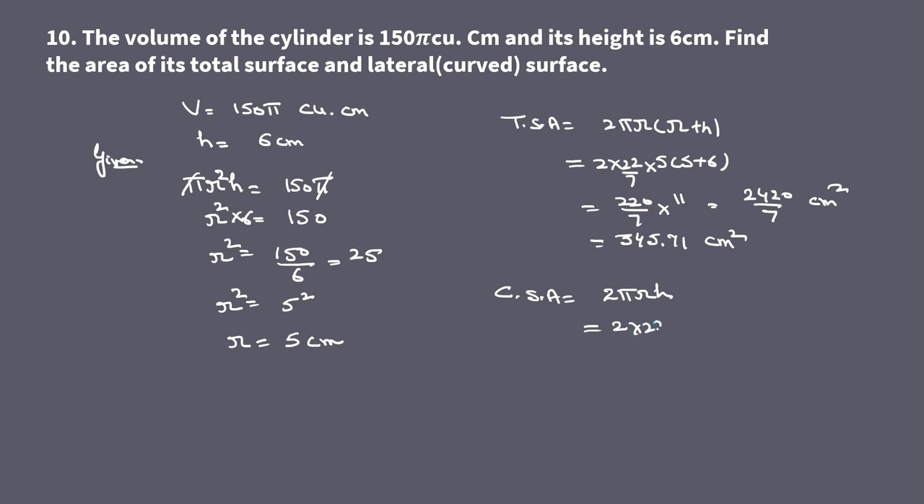2 into 22 by 7 into 5 into 6. So we will get, after multiplying, 1320 by 7. So 1320 divided by 7 will give you approximately 188.57 centimeter square. I hope this concept is clear to all of you and you will be able to complete your worksheet number 6. Thank you beta.